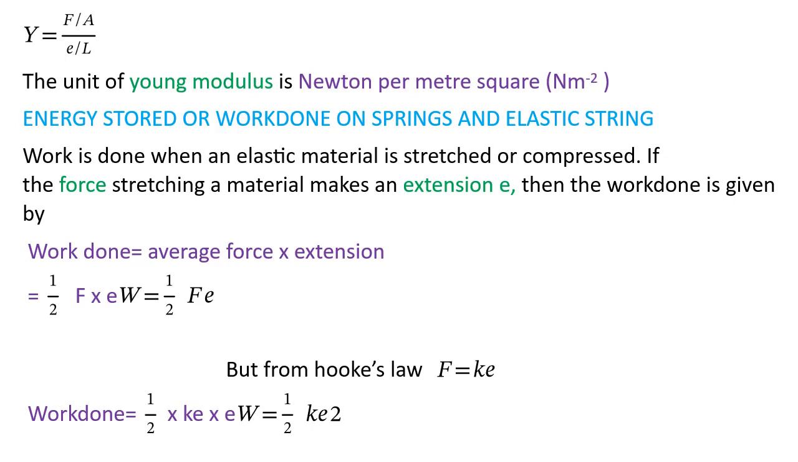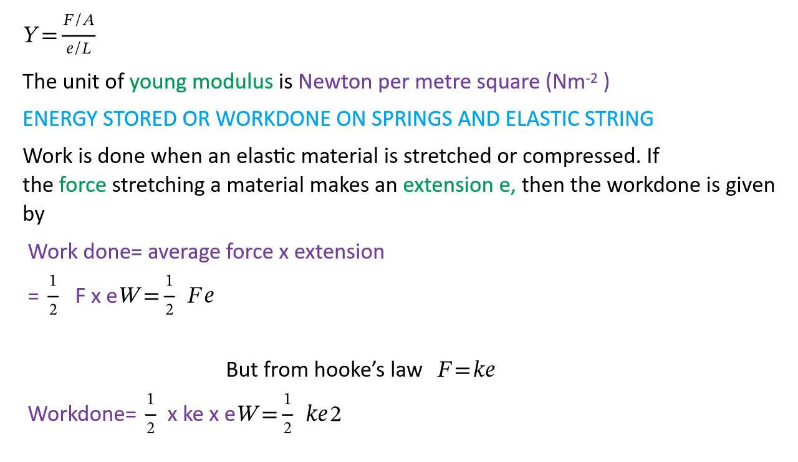If the force stretching a material makes an extension E, then the work done is given by average force times extension, which equals half F times E, where F is the force and E is the extension. Therefore, work done is equal to half FE.